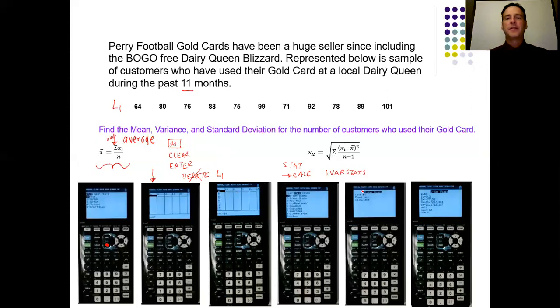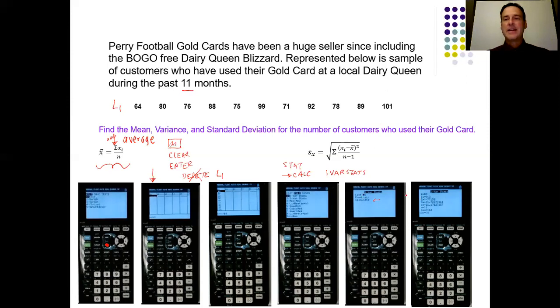Okay, and in one var stats, you're going to input the value L1. It's probably already there. That is your default. And you're going to go all the way down to calculate. And when you hit enter, you're going to look for some things that were a little different from what we had before. In the past, we looked for this x bar, the summation of x.